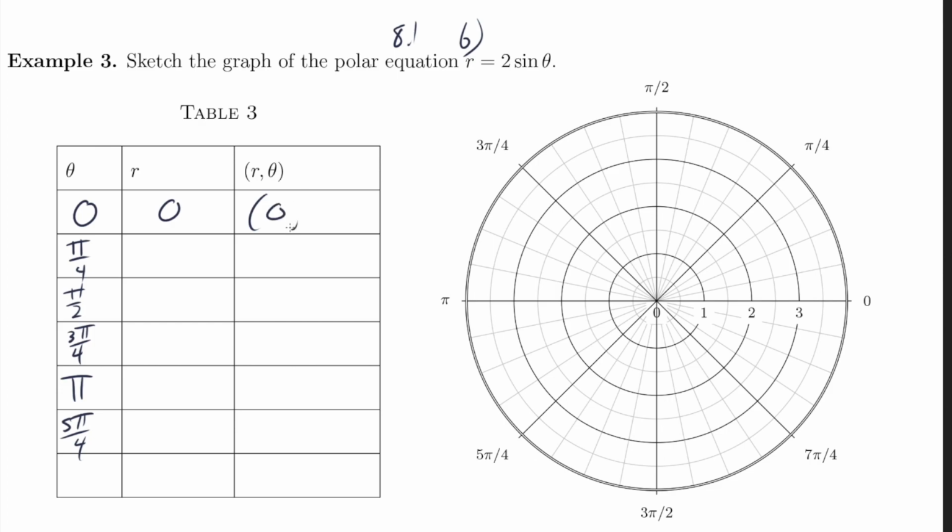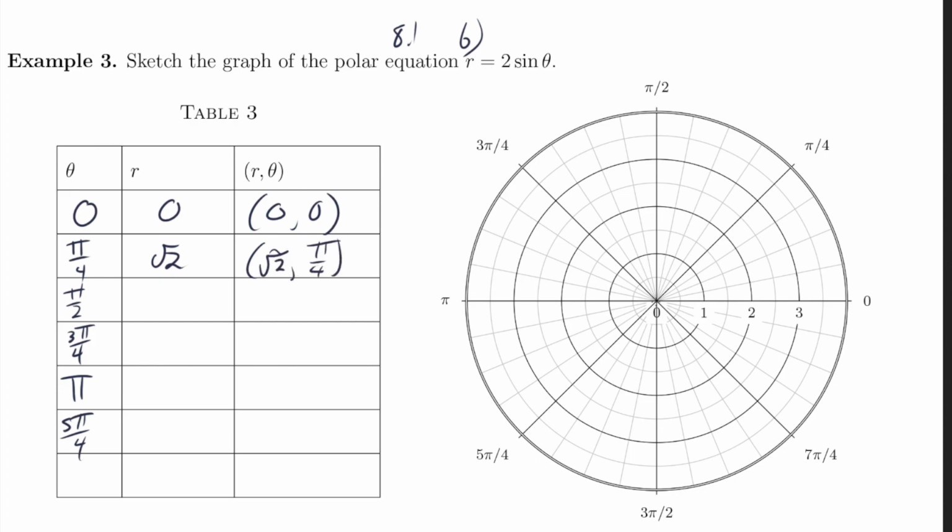So my first point is 0, 0. My next one is pi over 4. So if I plug in 2 times pi over 4, I get square root 2 over 2. So this is just square root of 2. So 2 times square root of 2 over 2 is just square root of 2. So square root of 2 is my radius, and pi over 4 is that.